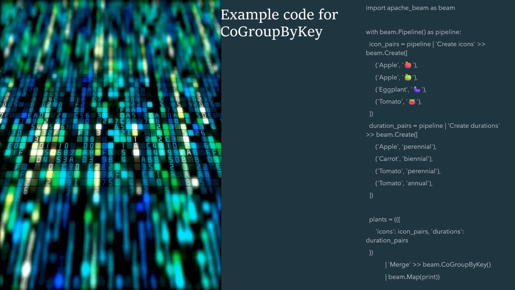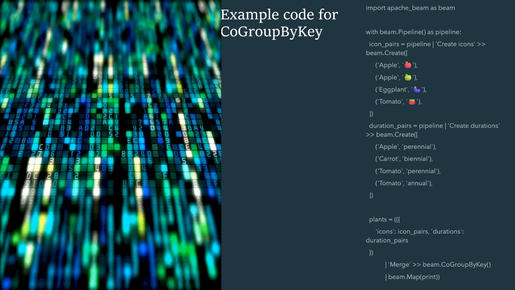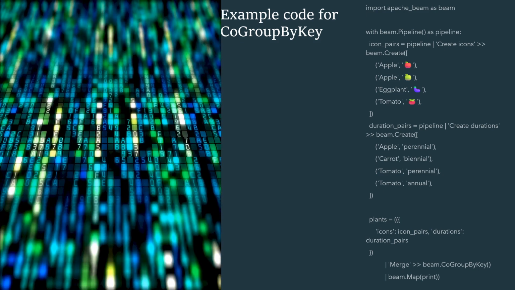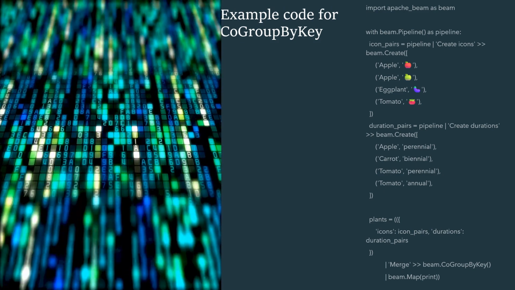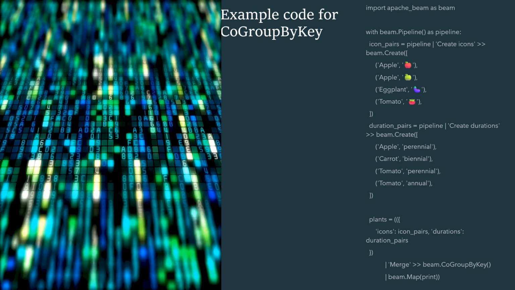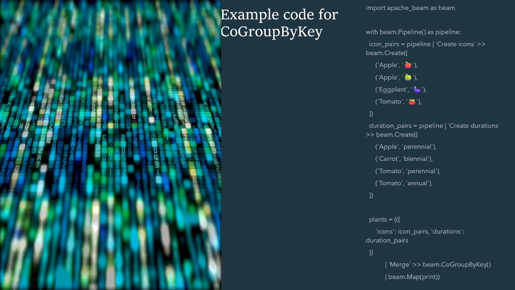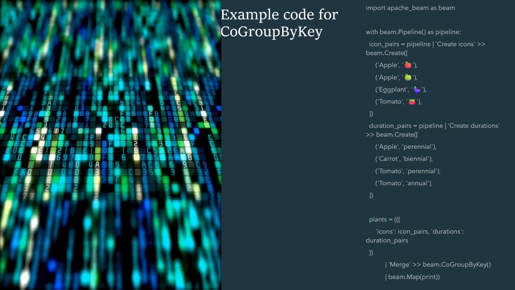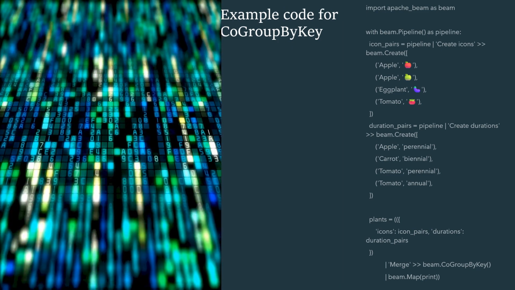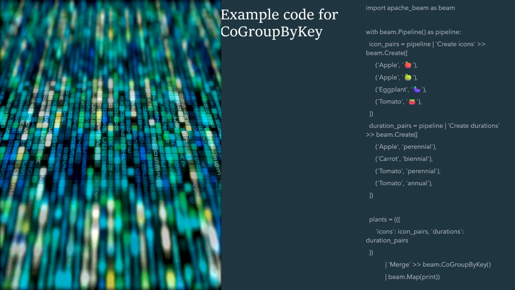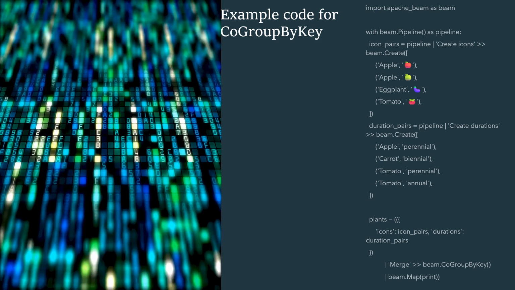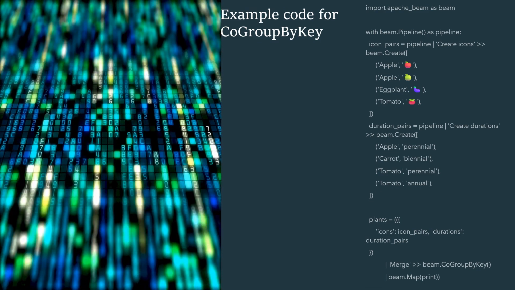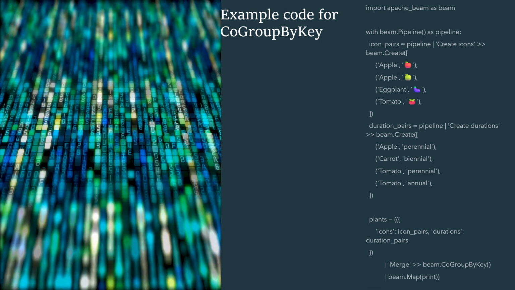Since co-group by key expects a dictionary of named key PCollections and produces elements joined by their keys, we create a new dictionary named plants with 2 keys, icons and durations, with their values of the output PCollections. Finally, we merge the 2 using co-group by key to perform a relational join of our key value PCollections where they have the same key type, in this case, the produce name. The values of each output element are dictionaries, where the names correspond to the input dictionary with lists of all the values found for that key.